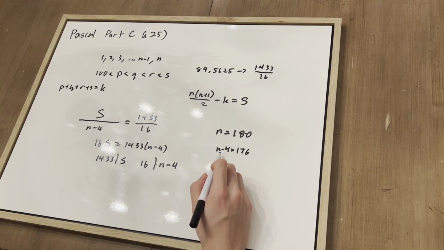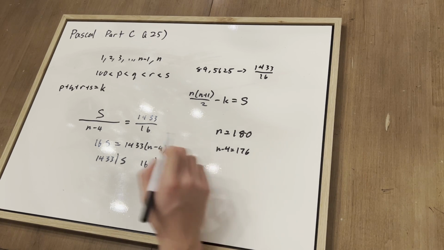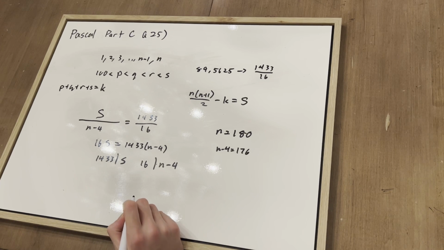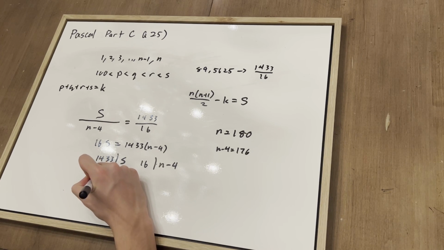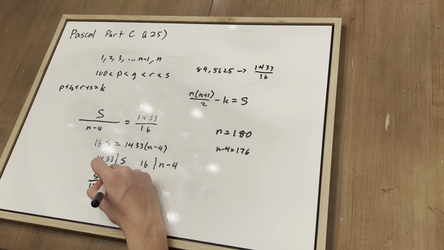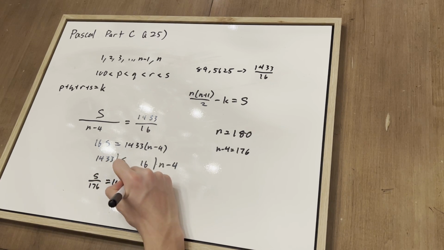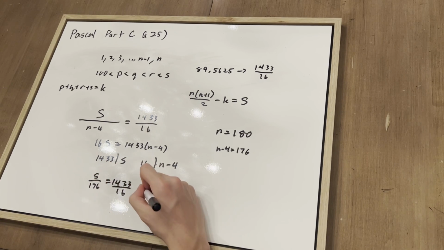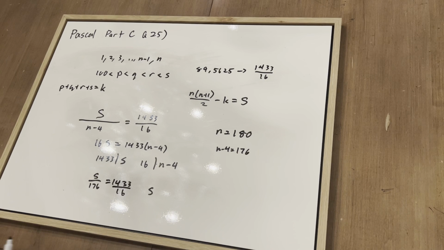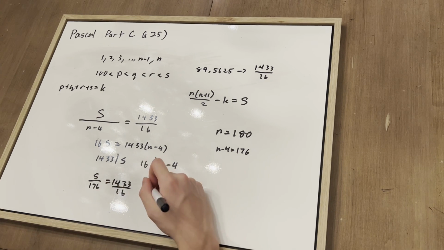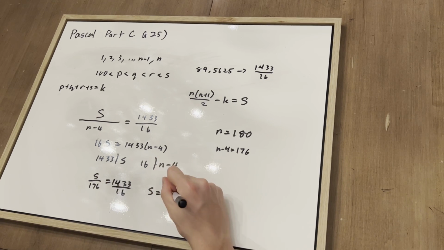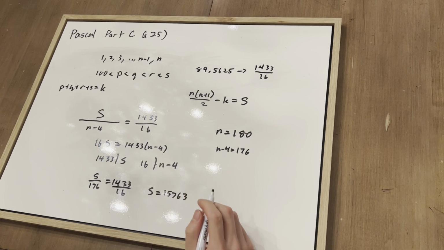So what we can do now is plug n minus 4 equals 176 back into this original equation. What we get is that s over 176 equals 1433 over 16, and we can just solve for s. Using our calculator we see that this is 15,763.